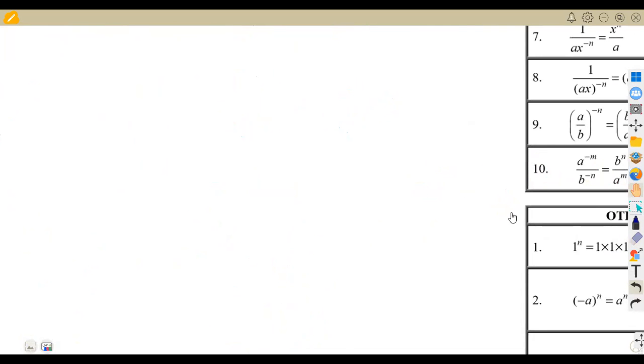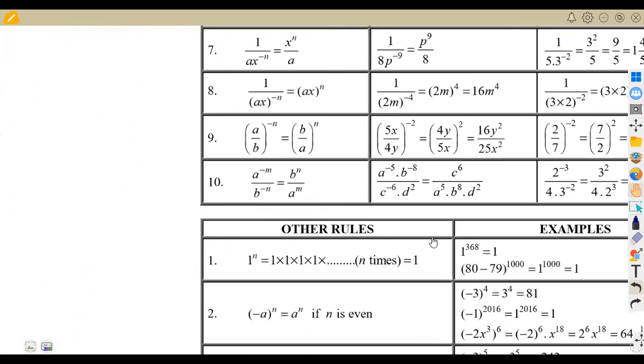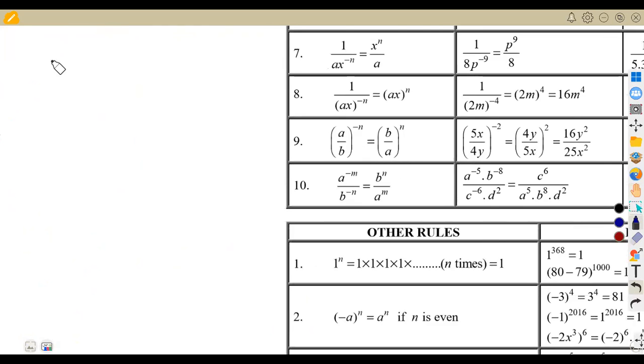I want us to check this example here. a to the exponent of -5, b to the exponent of -8 over c to the exponent of -6, and we've got d to the exponent of 2. I want you to see what is happening here this time. Our law states that if a negative exponent is there in the numerator, it can be written in the denominator as a positive. If it is in the denominator, you write it in the numerator as a positive.